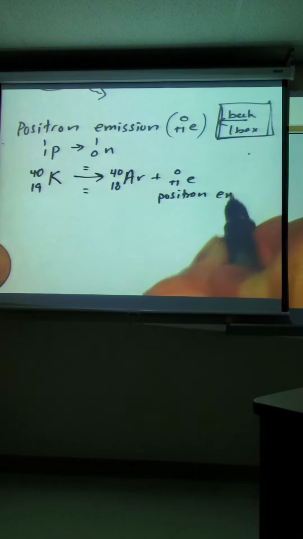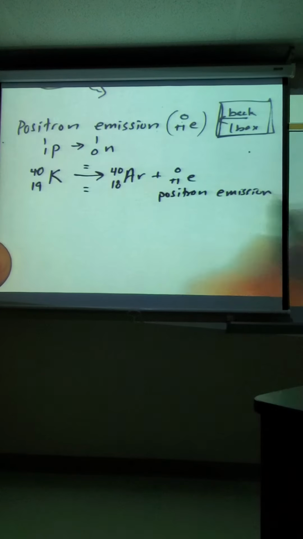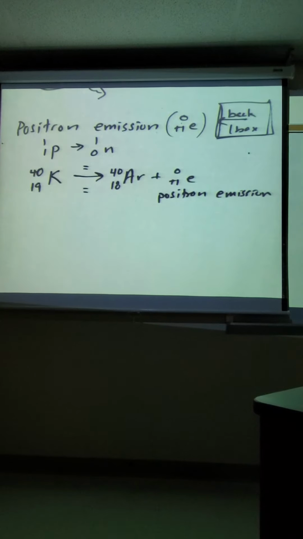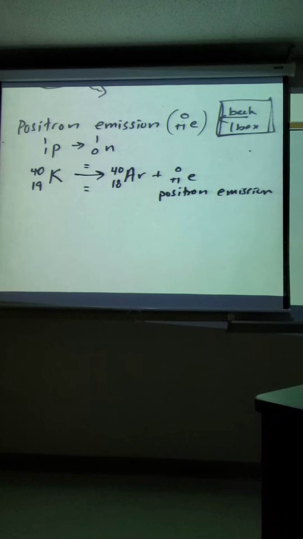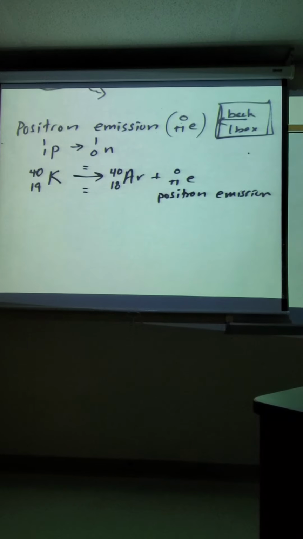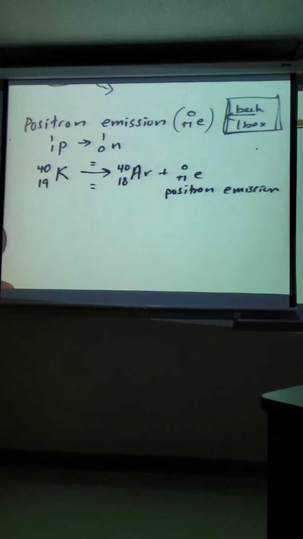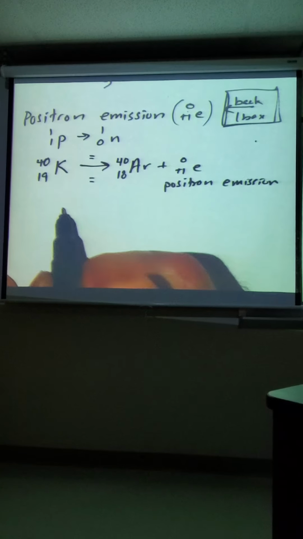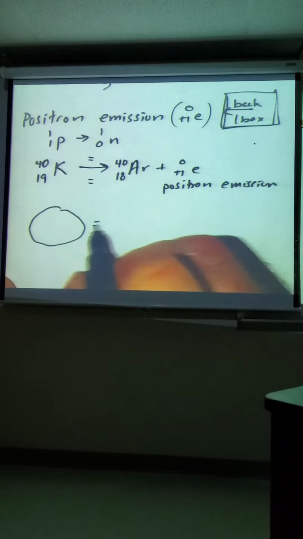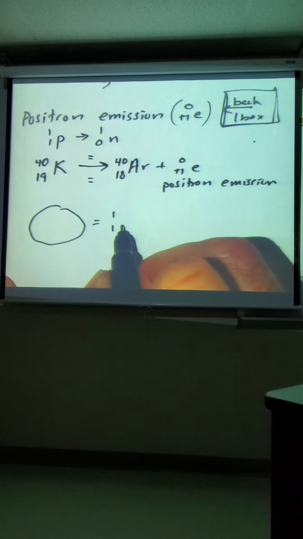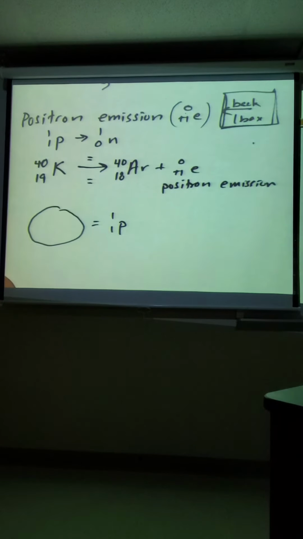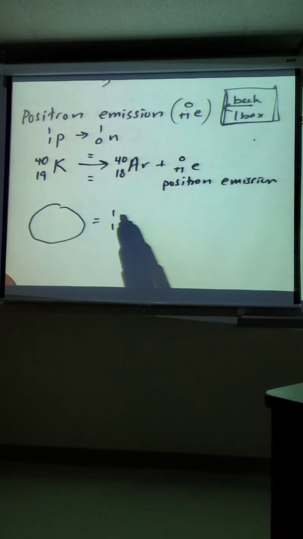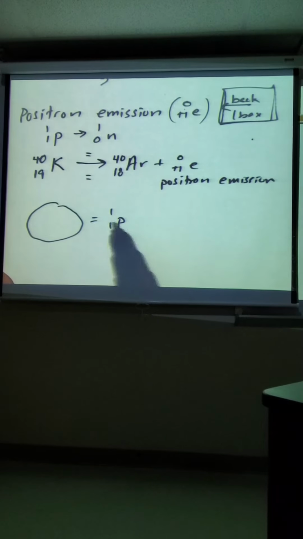Emission's like your car, it leaves the reaction. So our positron is leaving our nucleus. So let's think of a cartoon way of how this works. Let's imagine that we have our proton, which is 1 over 1 p. What that means is we have a mass of 1 and a positive charge of 1.